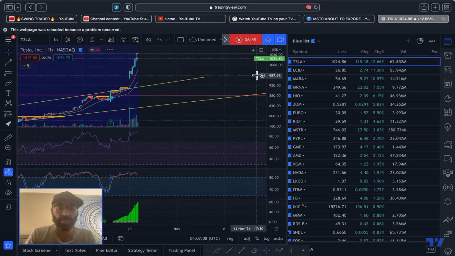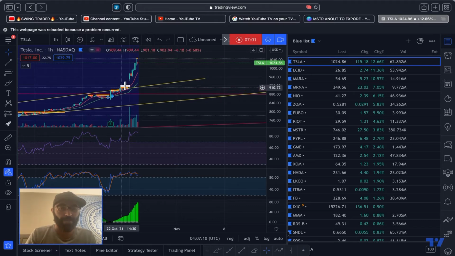And just briefly, I want to show you what it looks like. Look at that. And it broke out of my line and it shot straight up. But right now, I'd be very, very scared because look at the RSI. It's way overbought right now.